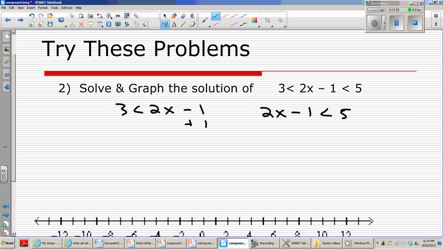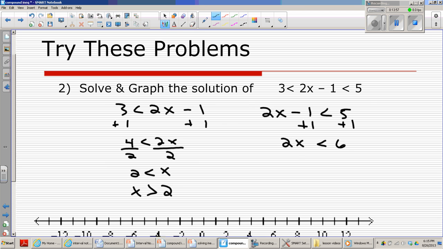I have add 1. Divide by 2. I have 2 less than x. We like the variable on the left, so let's switch it. Variable, symbol, value. Remember when we switch, we have to switch the symbol too. So x is greater than 2. Go to the second inequality, we add 1, and we divide by 2. x is less than 3. Here we have variable, symbol, value, so we're good.